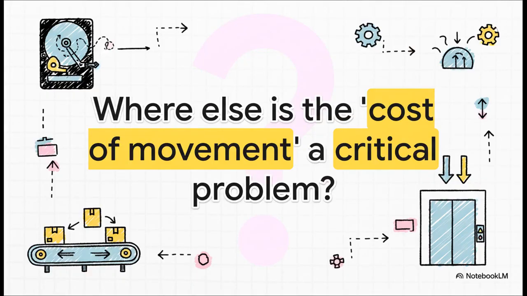So let's end on a thought. These ideas, they're not just for old-school hard drives. This core concept of minimizing the cost of movement is absolutely everywhere. Think about data packets moving across a network, or tasks getting scheduled on a CPU. Heck, think about a delivery truck planning its route for the day. Where else do you see this fundamental challenge of smart scheduling playing out?